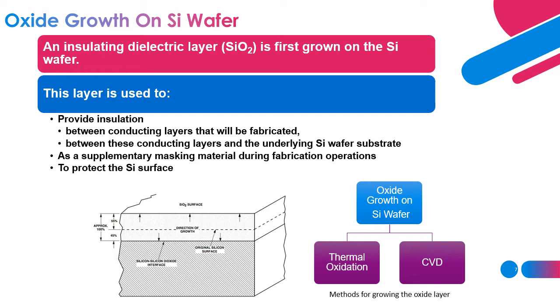This layer is used to provide insulation between the conducting layers and also between the conducting layer and the underlying Si wafer substrate. It also serves as a supplementary masking material during fabrication operations in order to protect the Si surface. The oxide growth can be performed by two methods. One is thermal oxidation and the other is CVD.